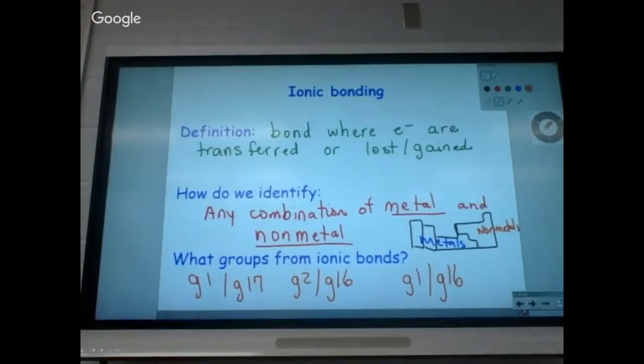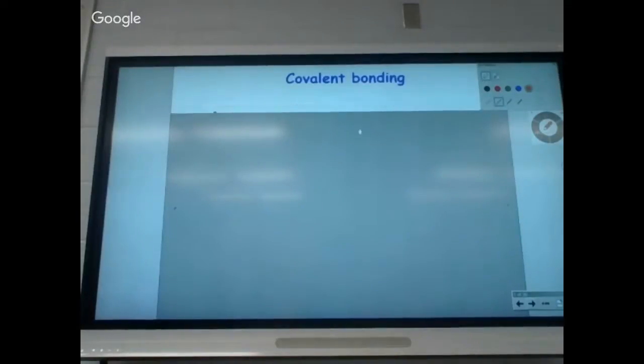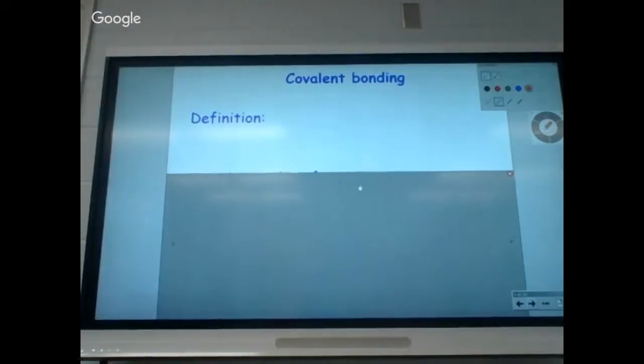Now, questions about how to recognize ionic? Everybody with me? Yes? All right. Because in a minute when we do this, I don't want to hear, how am I supposed to make this ionic compound, Ms. Wall? I don't get it. All right. What's covalent?